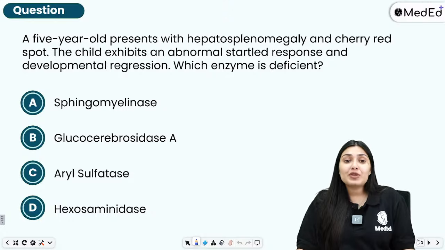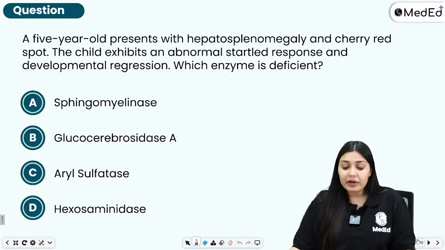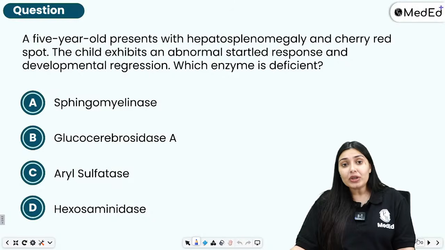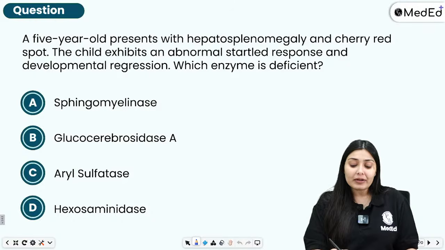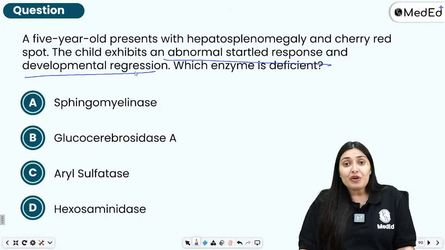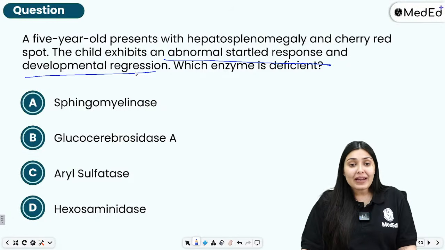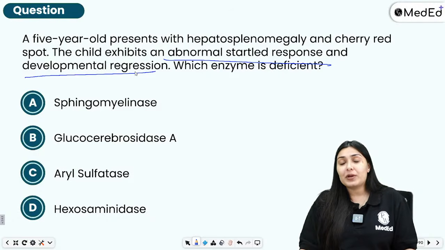Now let's move to the next question. We have a 5-year-old who presented to us with hepatosplenomegaly and cherry red spot. This child exhibits an abnormal startle response and developmental regression. Which enzyme is deficient? The options we have are sphingomyelinase, glucocerebrosidase A, aryl sulfatase, and hexosaminidase.